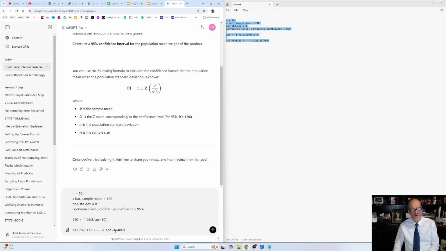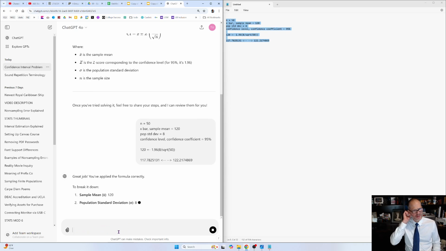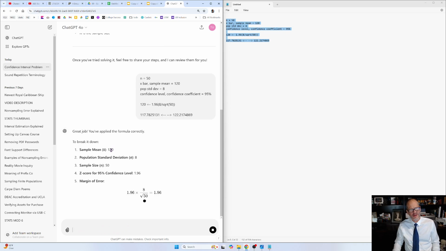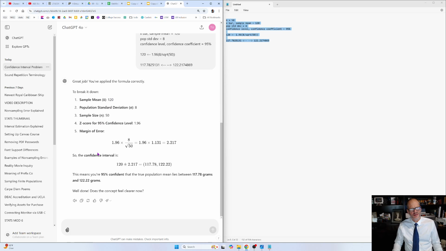I could even provide something like, oh, I should have said, great job. ChatGPT says: you've applied the formula correctly. To break it down: sample mean, population standard deviation, sample size, z-score, margin of error. So 1.96 times that is 2.217, so the confidence interval is that. This means you're 95% confident that the true population mean lies between 117.78 grams and 122.22 grams. Well done. Does this concept feel clear now?